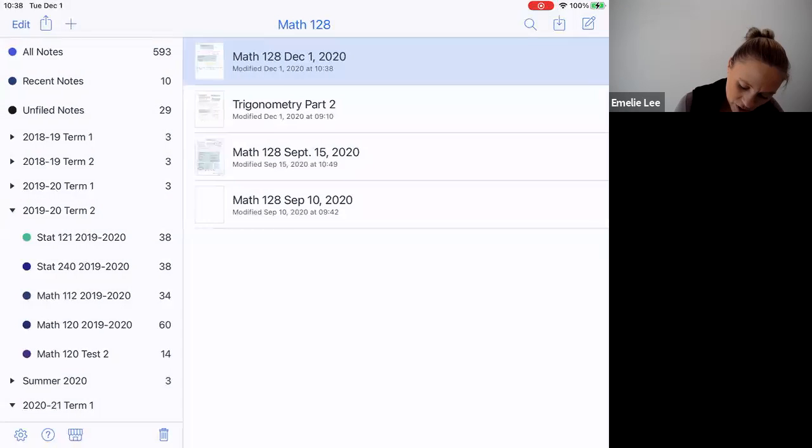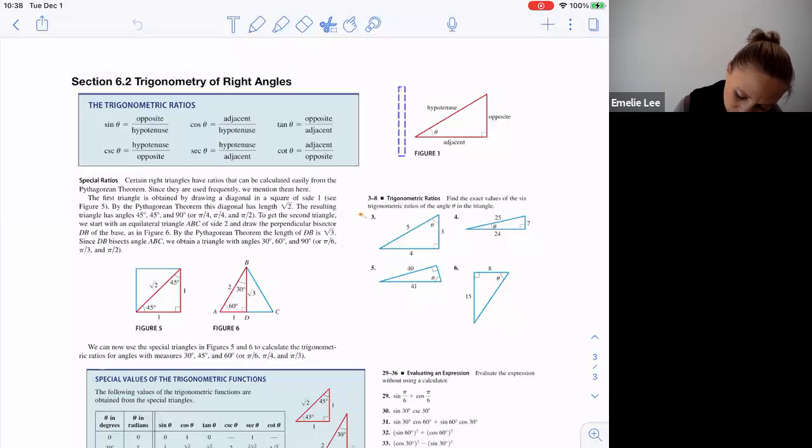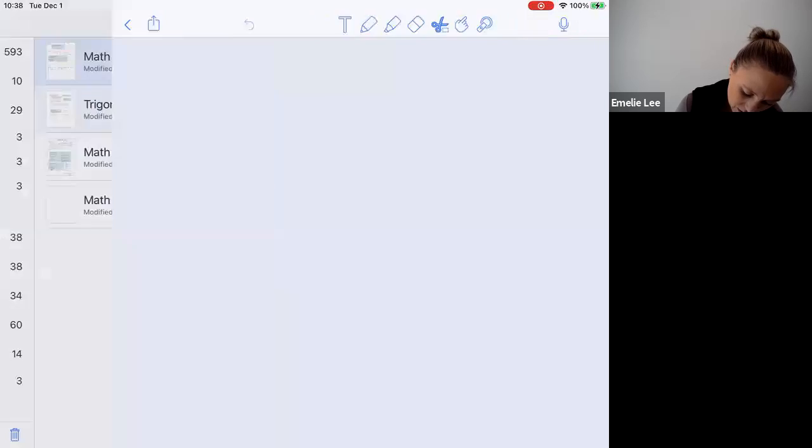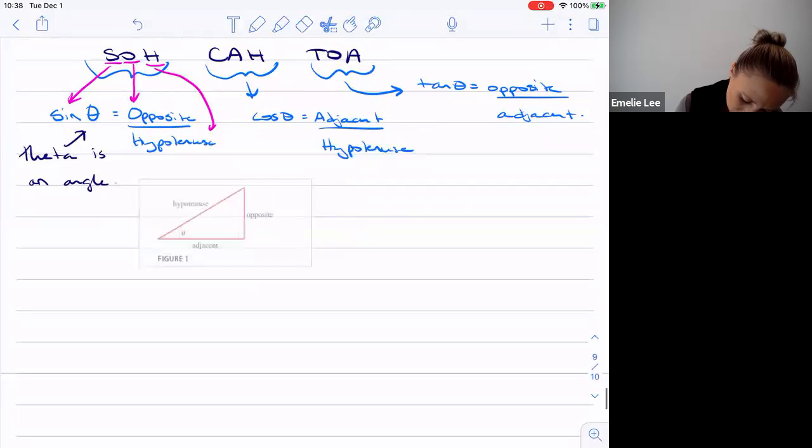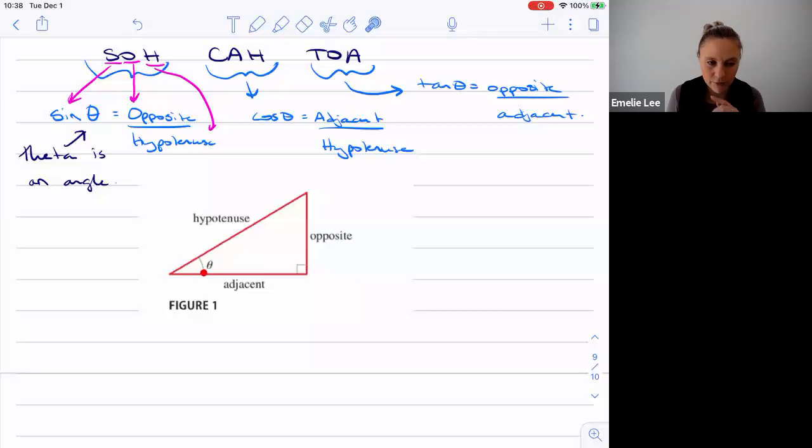Which means we need to keep track of which is which here. Hopefully it's been drilled into you already. So if we've got some theta here, then the side that's opposite that angle is, of course, the opposite. The longest side, which is also the side opposite the right angle, is called the hypotenuse. So the hypotenuse is the longest side, and the adjacent is the shorter side that's attached to theta.